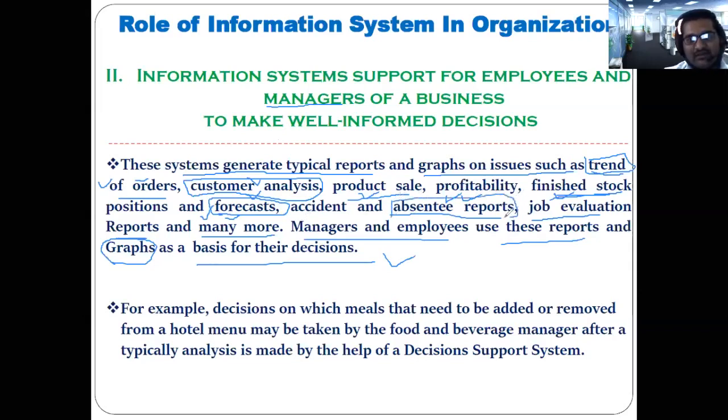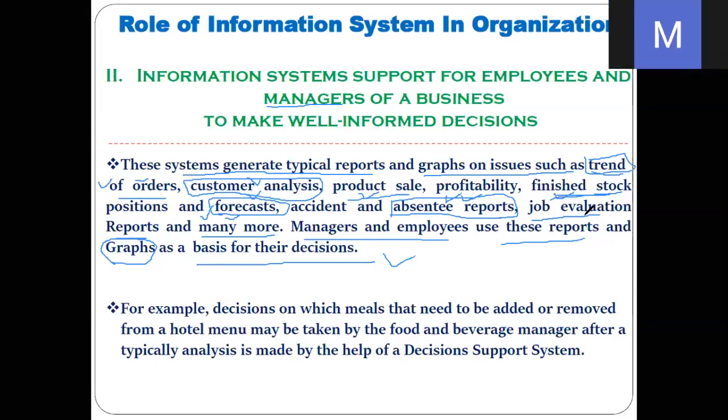Then, decisions related to the absentee reports of the workers or employees. How can this be useful to the manager? During the payment. What kind of decision can managers take using the absentee reports and the job evaluation report? Yes, Suryavanshi. Mansi. Absentee reports आणि job evaluation reports वरून manager काय decision घेऊ शकतो?